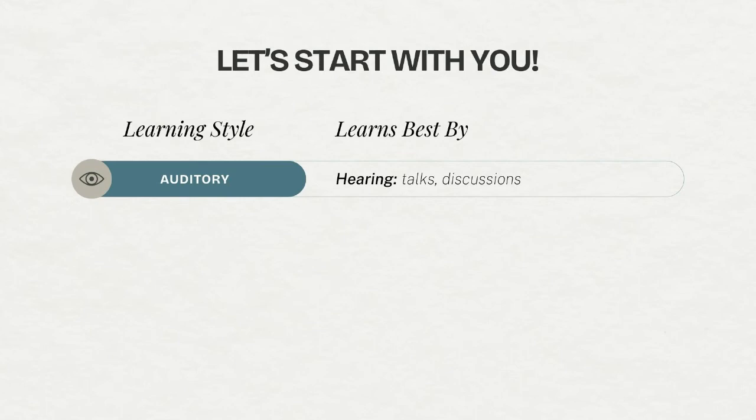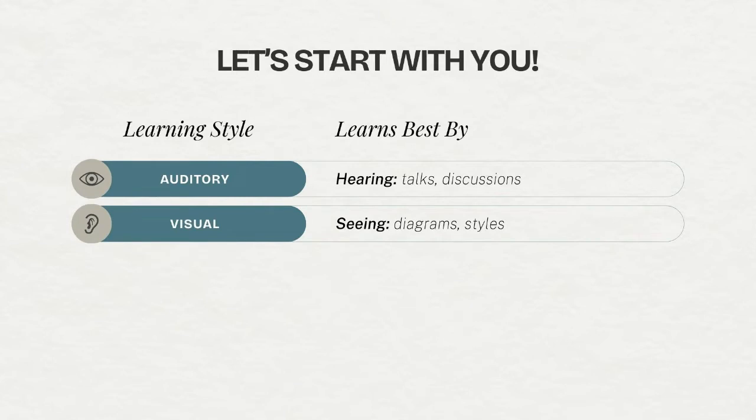Let's get right into it. Your learning style is the way that you absorb and process information best. Said simply, it's your favorite way to learn. There are 5. Number 1, auditory. Folks with this learning style learn by hearing. They like to hear people talk, they like discussions, they like stories.